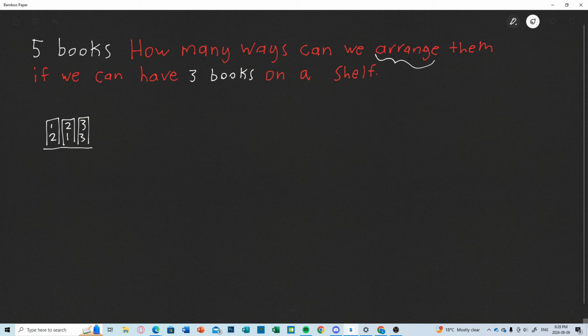Because I see arrange, I know that we'll need to use permutations. So we'll set this up, we'll have P, and then we need to have our N, which is our total number of objects that we're looking for, which we can see is we have 5 books. So we're going to write down 5. And then we're going to have the number of books that we want to arrange, which we can see is 3 books. So that's all done there.